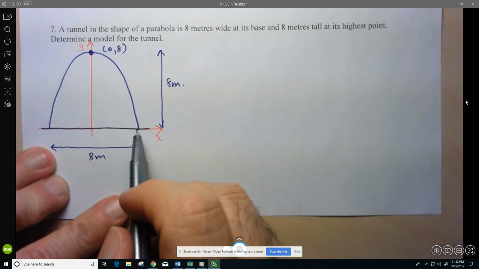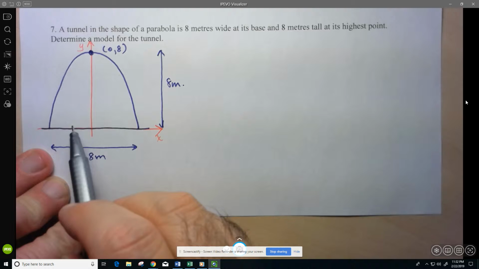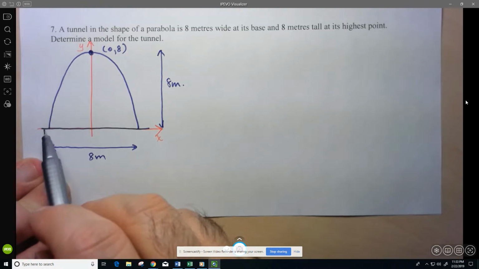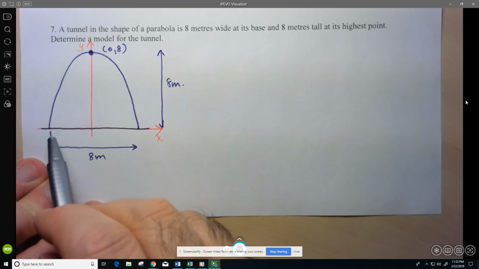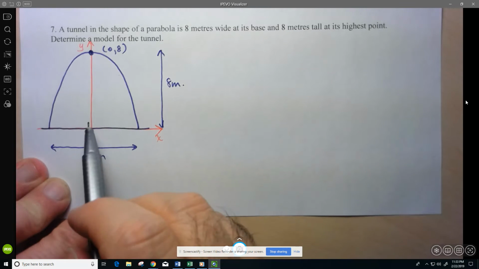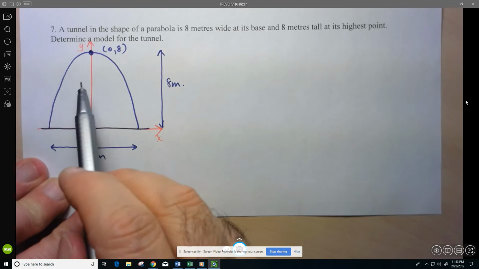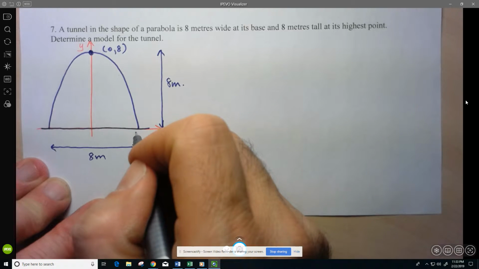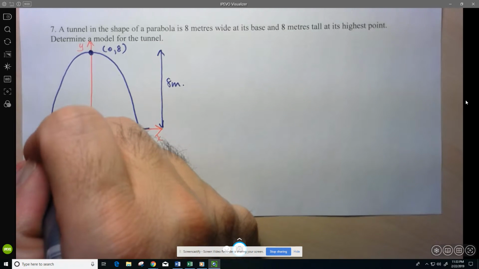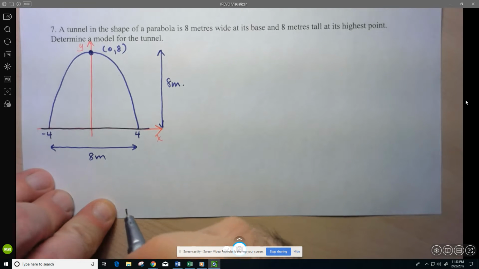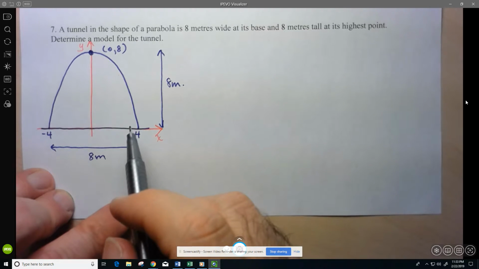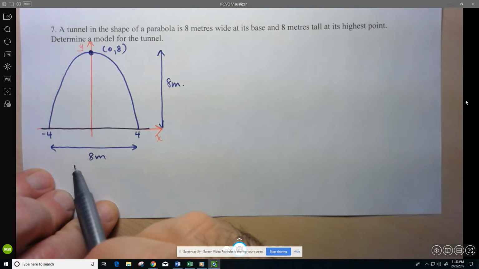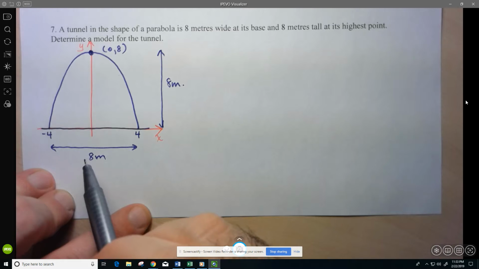I'm going to need another point. Well, guess where I'm going to find my other points? At the bottom here, at the base of the parabola, because I know that this whole thing is 8 meters wide. And remember that a parabola is symmetrical, so it has to be the same on either side. So if the whole thing is 8 meters, then this is going to have to be 4, and that's going to have to be -4. So in fact, we've got 2 points on this parabola: the point (4, 0) and the point (-4, 0). That'll be that other piece of information that I'll need.